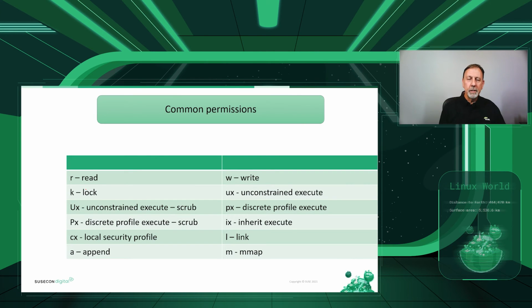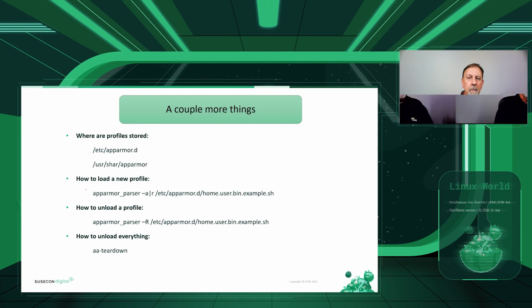Now, here are some of those common permissions: R for read, as I mentioned and pointed out, W for write, K for lock, L for link. So there's a lot of different options here. Very well documented. You can find lots of different examples online. So I encourage you to go take a look at those.